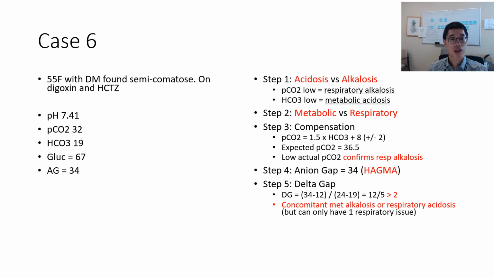So the way we put this together is from the delta gap, we have a high anion gap metabolic acidosis, we have a concomitant metabolic alkalosis, and from step 3, we also know we have a respiratory alkalosis. So there's actually a triple acid-base disorder, a high anion gap metabolic acidosis, a respiratory alkalosis, as well as a metabolic alkalosis, all together in one case. And this is about as difficult as it gets.